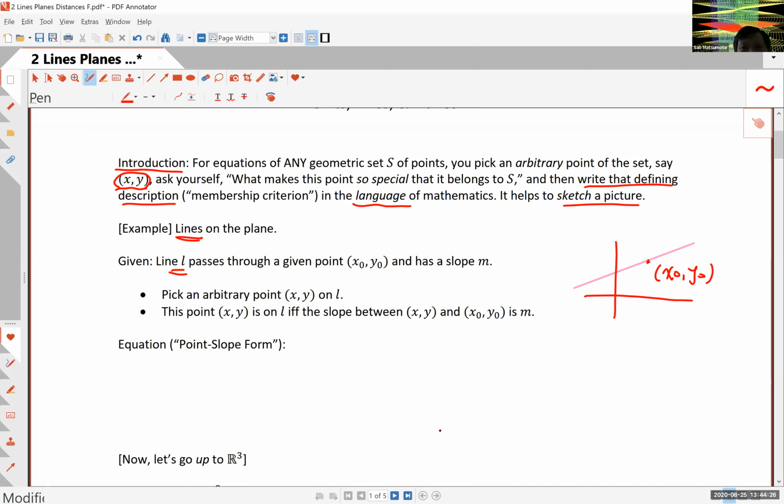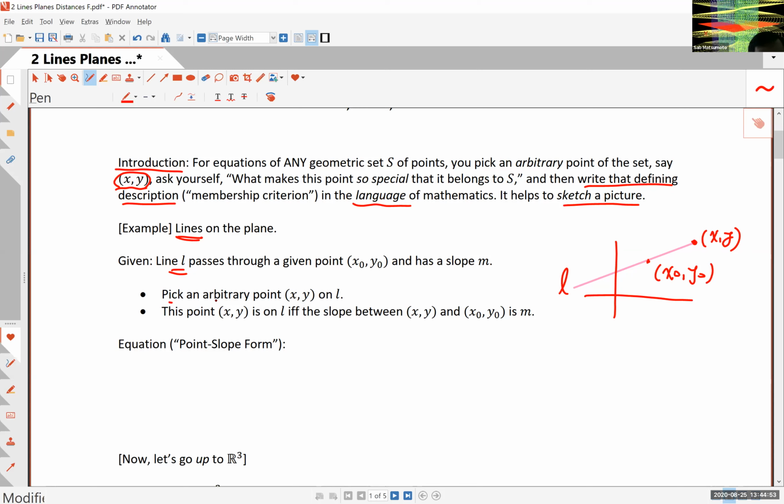Okay? And then you ask a question: what makes all these points, let's pick a point here, okay? So this is a point that happens to be on this line. What makes this point, XY, so special that it belongs to this line, L? There is a requirement, right? What is the requirement that XY has to satisfy in order to be on this line?